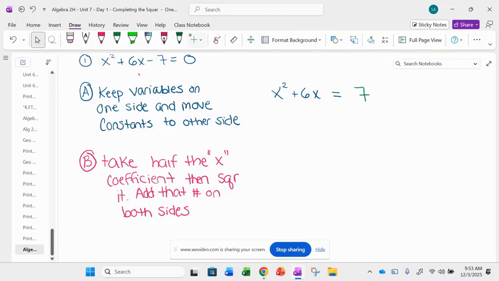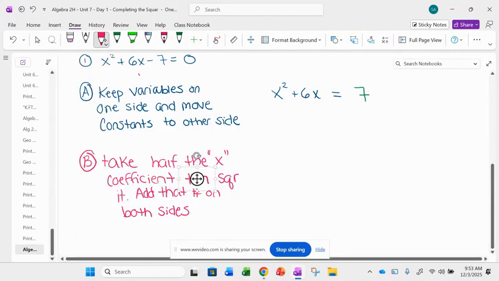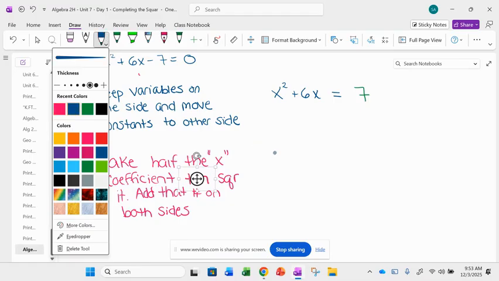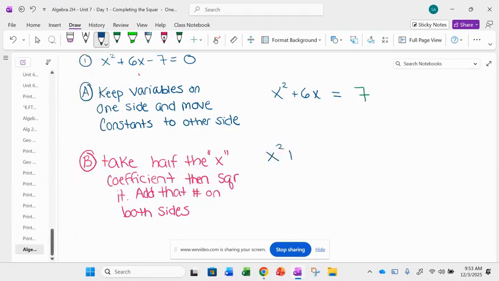So this is going to be x squared plus 6x equals 7. We're going to add 9 to the left side and we're going to add 9 to the right side. You have to add it to both sides to keep it balanced, to not change the value of the problem.